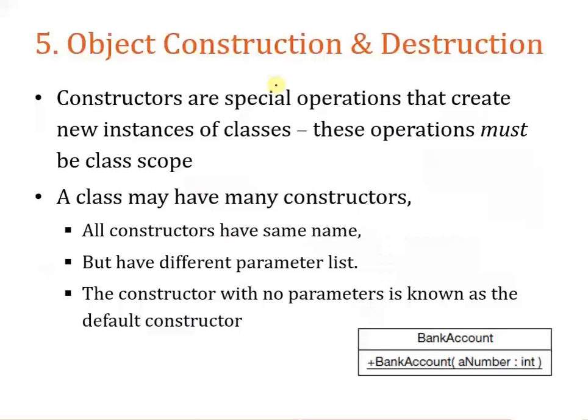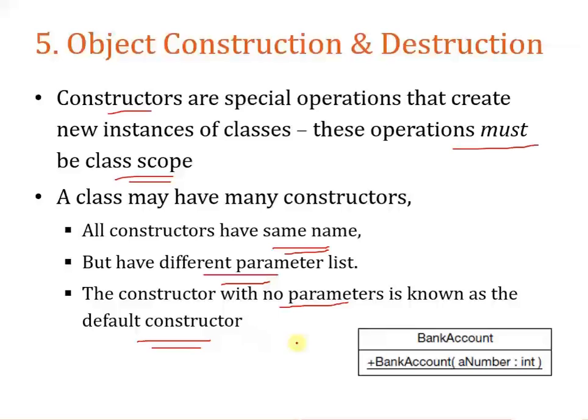The last part of this video session is to represent object construction and destruction, for which we use constructors. They are special operations that create new instances of a class. So obviously this must be in class scope, since for every object we need to access the constructors. A class may have multiple constructors, as you have learnt in previous object-oriented programming concepts. Every constructor should have the same name as the class name, but it should have a different parameter list. This is called constructor overloading. The constructor with no parameters is known as the default constructor, which will be called even if no parameters are passed while creating objects.